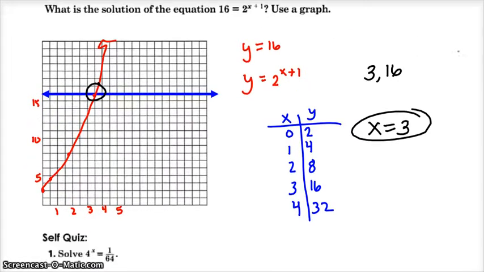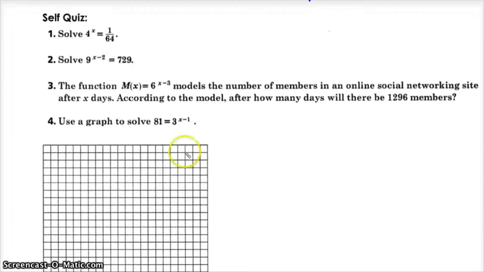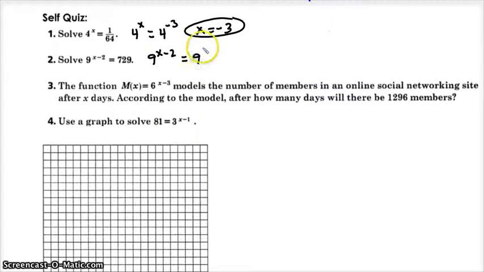I want you to try the self-quiz and then check your answers. All right, on the self-quiz, you should have rewritten the right side of the equation as a power of base 4. So you see it's 4 to the x equals 4 to the negative 3. So x equals negative 3. In question number 2, you had to rewrite the right side of the equation as a power of base 9. So you get 9 to the x minus 2 equals 9 to the third. So x minus 2 equals 3, and x equals 5.